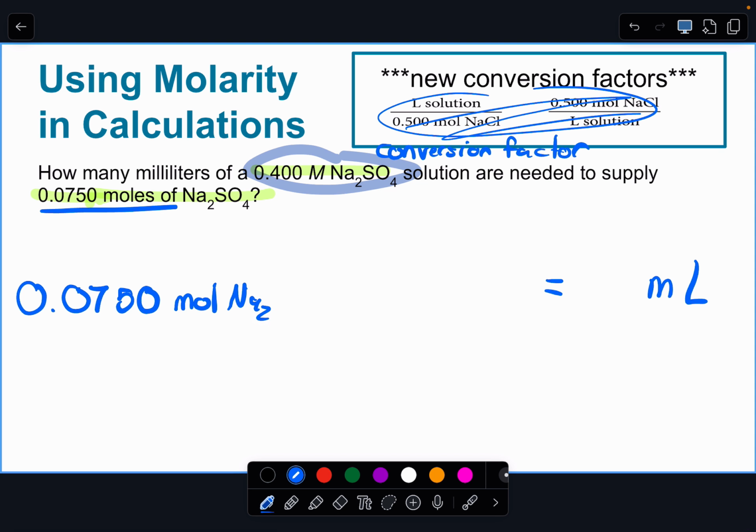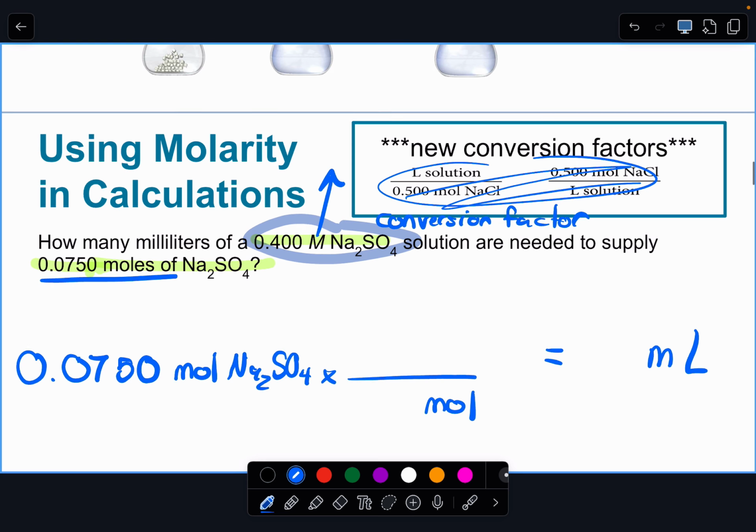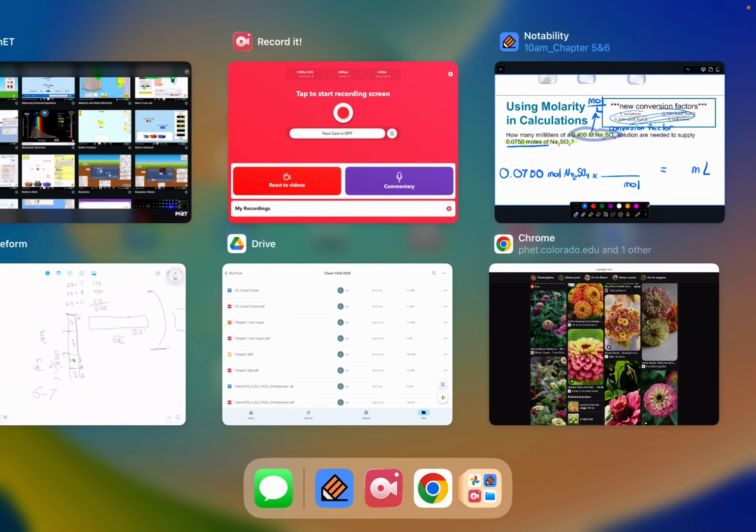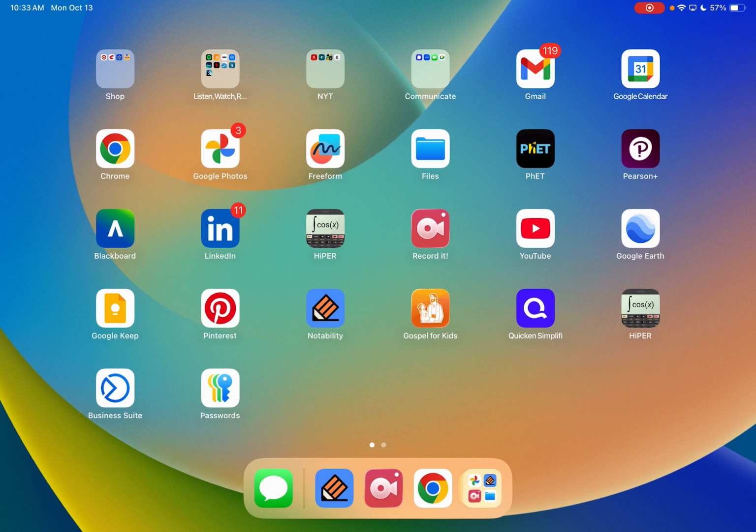of sodium sulfate, and we would convert from moles. Now, can we go straight from moles to milliliters? No, because molarity, every time you see molarity, I want you to think moles per liter, moles per liter. It's on your exam equation sheet. You guys generally don't use that as much as you probably should.